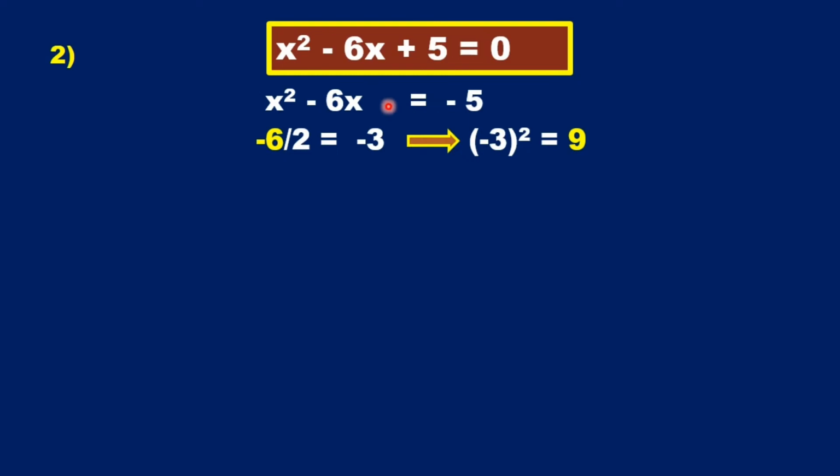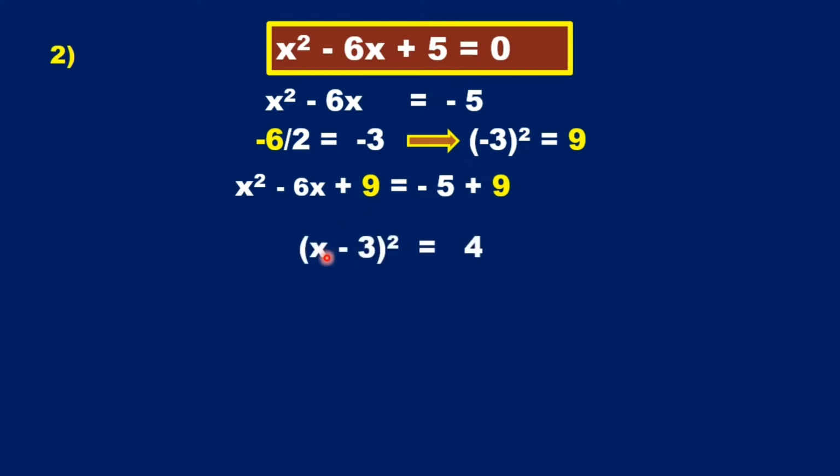Add the result to both sides of the equation to make a perfect square trinomial, and then express this as a square of binomial by taking the root of x, the sign of the middle term minus, and the root of 9, which is 3, and combine the right side of the equation. Negative 5 plus 9 is equal to 4. Take the square root of both sides of the equation, and by extracting the roots we have x minus 3 is equal to plus and minus 2.